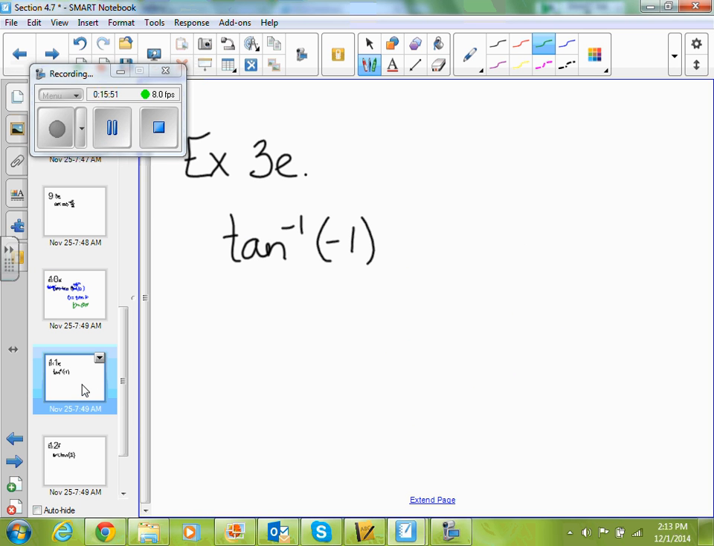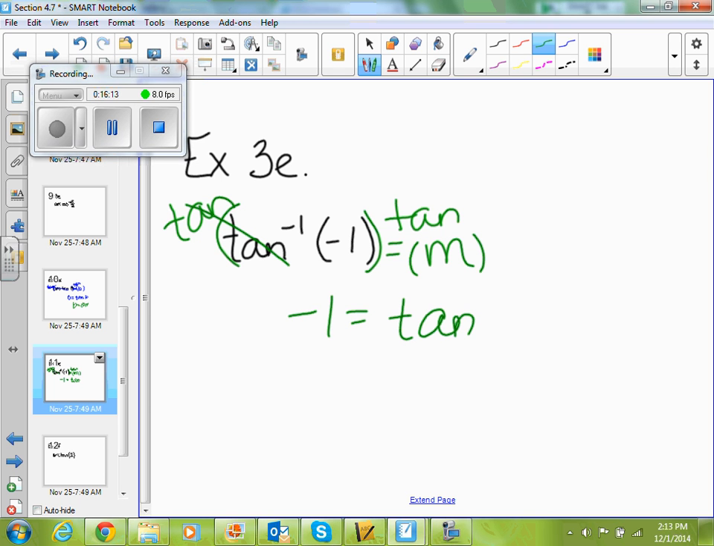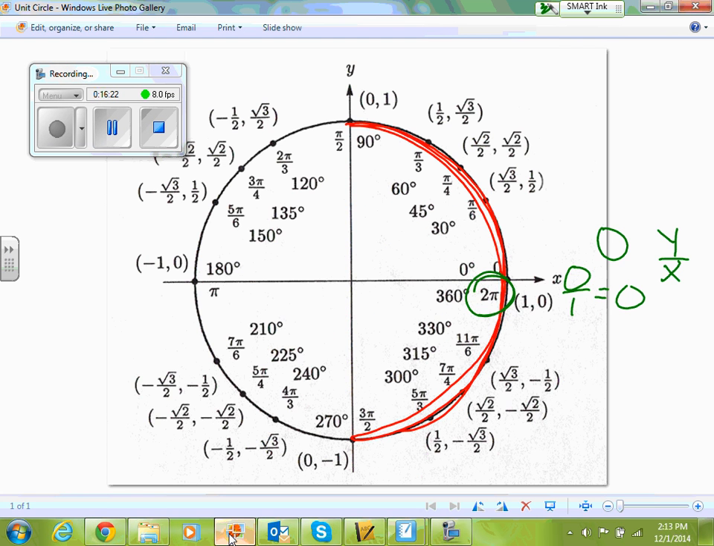So inverse tangent of -1. Let's use m this time, since I can use any letter I want. So inverse tangent of -1 is equal to m. So that tells me if I take the tangent of each side, then that leaves me with -1 is equal to tangent of m. So I'm looking for -1 on my graph. So if I come using just this circle, where would -1 exist on my tangent graph?